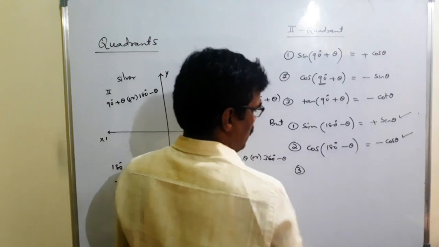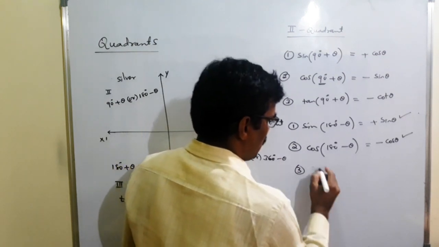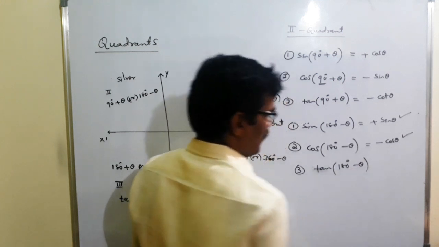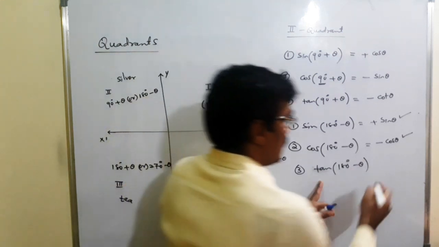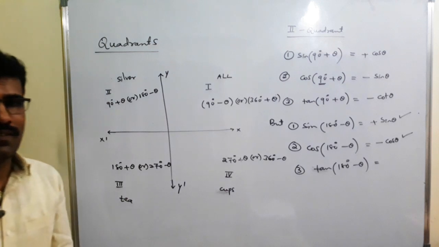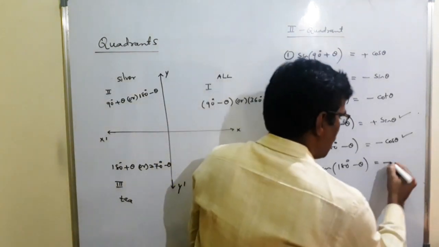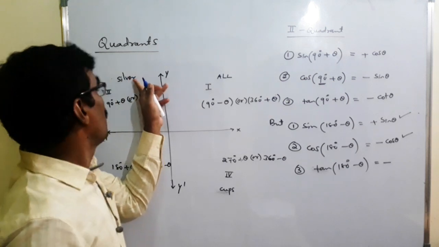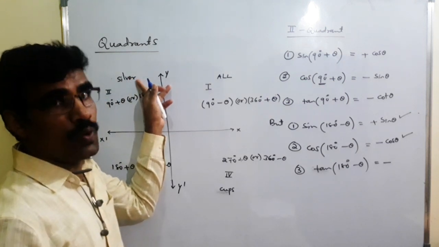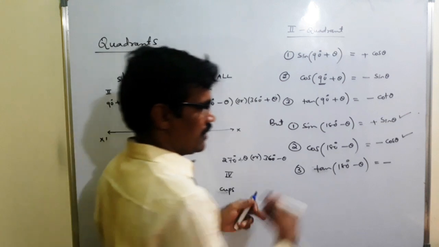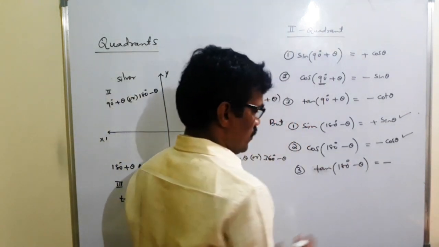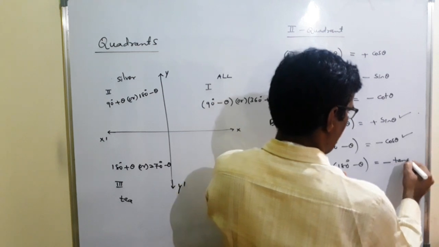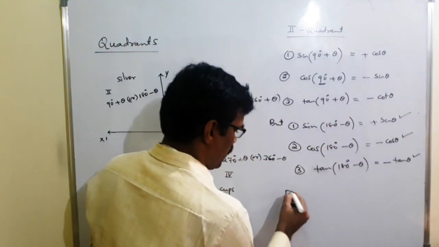Then third one is tan of 180 minus theta. Then your answer is minus tan theta, because here only sine and its reciprocal cosecant theta are positive. Remaining rest of it is negative. That's why minus. Here 180, tan stays tan. Clear?